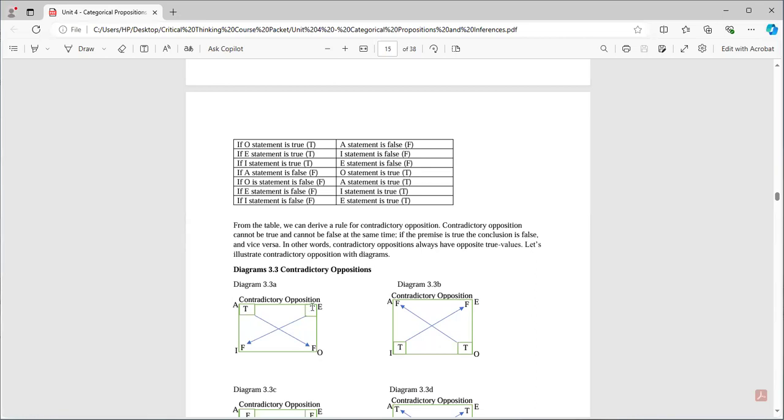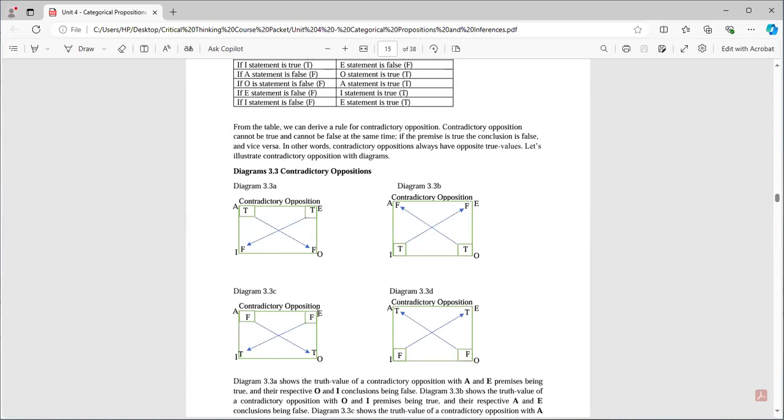Universal negation, on the other hand: if you use the universal negation as your premise and it is true, you draw an arrow pointing to your particular affirmative and it is false. If you use particular affirmative as your premise and it is true, you draw an arrow pointing to your universal negation and it is false. If you use particular negation as your premise and it is true, you draw an arrow pointing to your universal affirmative and it will be false.